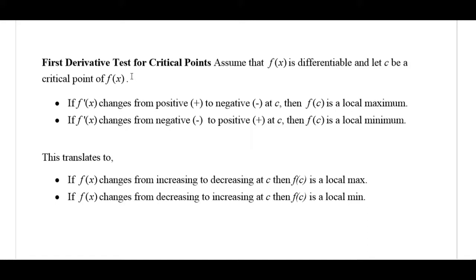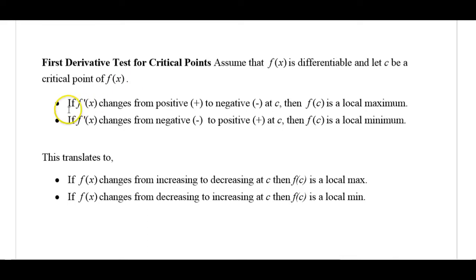So at a critical point, we may have a local maximum, we may have a local minimum, or we could have neither a local max or a local min. So if you remember, a critical point is where the derivative is 0 or undefined. So this test is going to be about figuring out which one of those is the case. Is there a y value at c that is a local maximum or a local minimum, or neither?